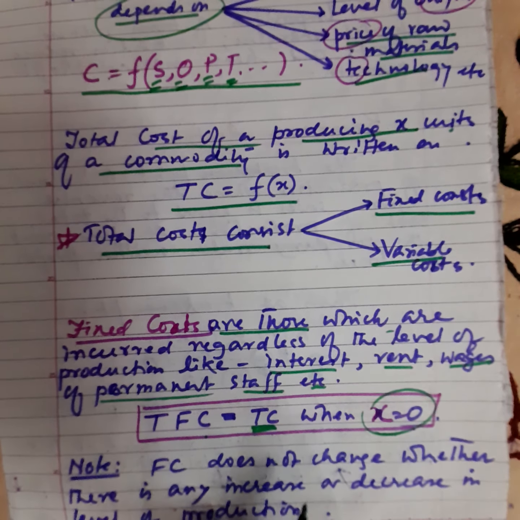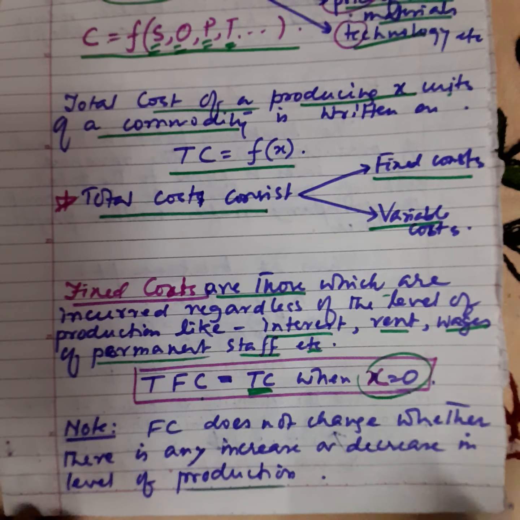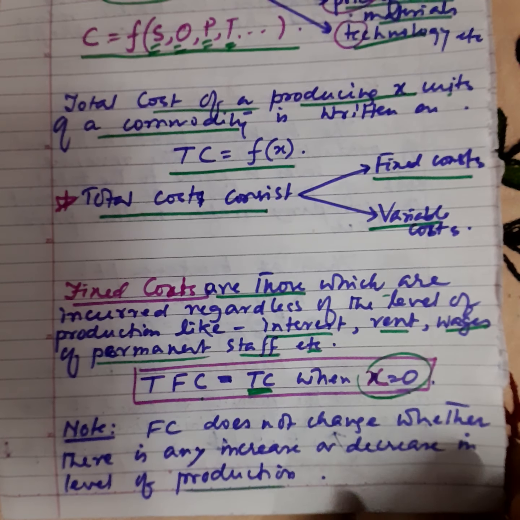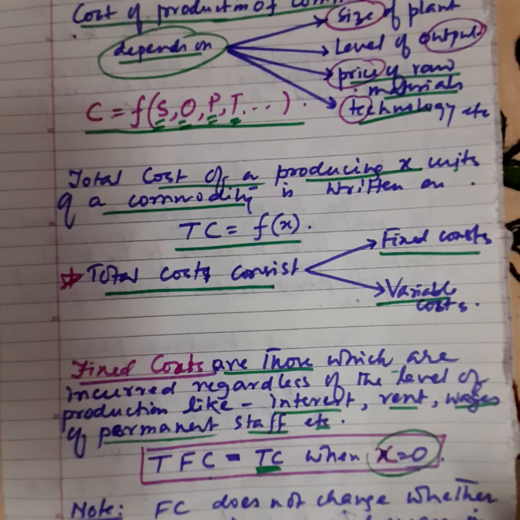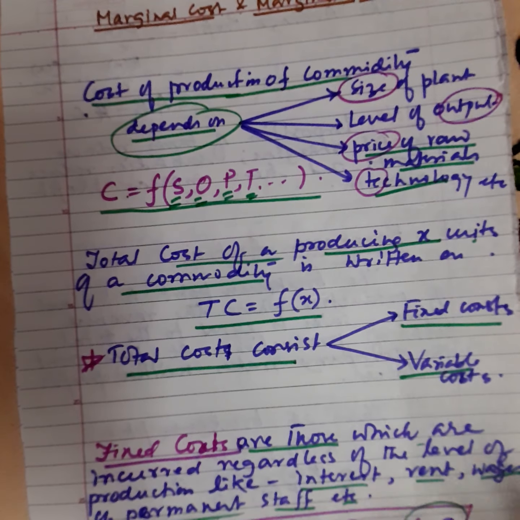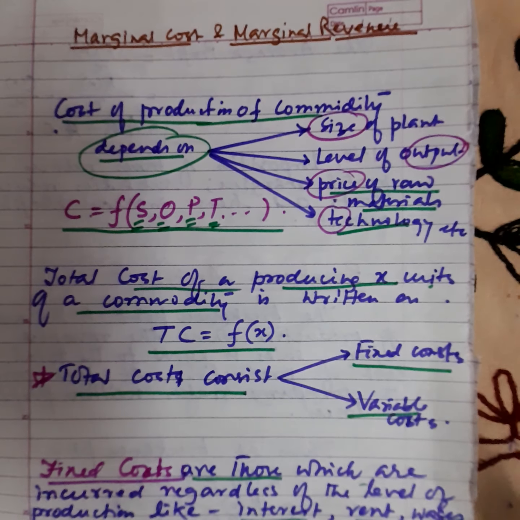Note, fixed cost does not change whether there is any increase or decrease in the level of production. If the production becomes more, will the fixed cost change, will the interest change? No, never. Whatever interest we have taken, we are taking a loan from the bank, and whatever interest the bank imposes on us, whether production is less or more, it will never depend on that. You cannot change it.